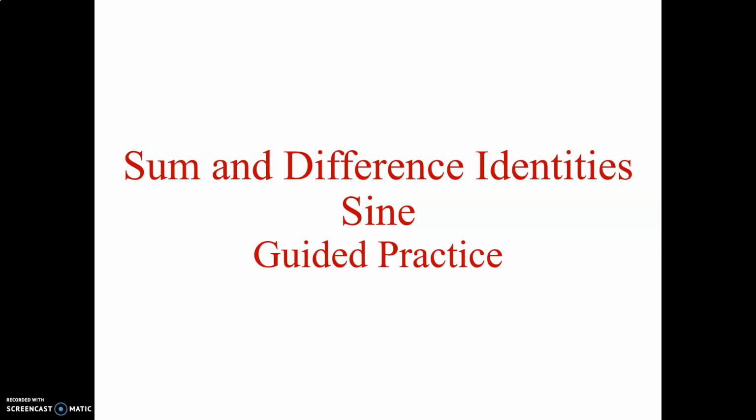Okay, we'll do a few guided practice problems for sum and difference of sine. All right, first problem. Find the exact value of sine 285 degrees. So we have to find two numbers that we can either add or subtract to give us 285 degrees. Well, the strategy is if it ends in 5, that means guaranteed 45 is one of the numbers.